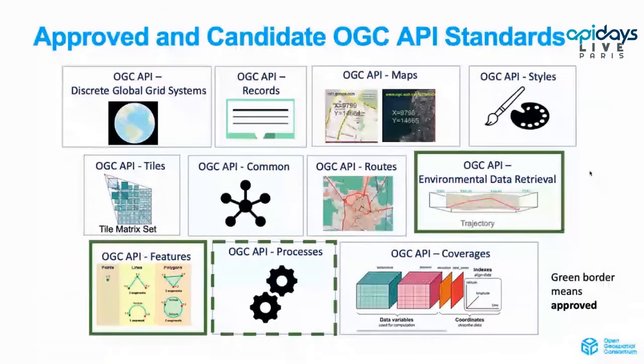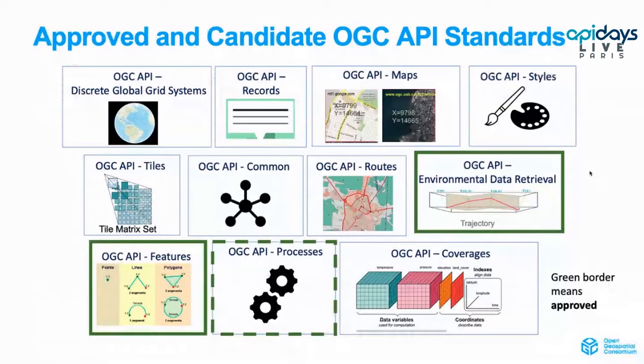OGC API Styles, which specifies an interface for accessing portrayal information such as styles and symbology. OGC API Tiles, which specifies an interface for accessing tiled resources such as map tiles and vector tiles. OGC API Common, which specifies the foundation building blocks on which all the other OGC API standards are built. OGC API Routes, which specifies an interface for accessing routing information such as is used for transportation.